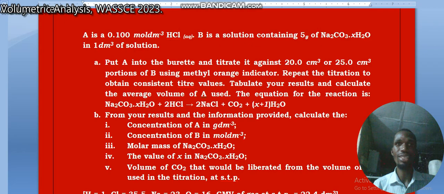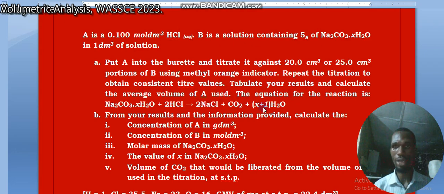A is a 0.100 mole per dm cube HCl aqueous. B is a solution containing 5 grams of Na2CO3.X-H2O in 1 dm cube of the solution. Put A into the burette and titrate it against 20.0 cm cube or 25.0 cm cube portions of B using methyl orange indicator. Repeat the titration to obtain consistent titer values. That means concordant values, okay? Tabulate your results and calculate the average volume of A used.